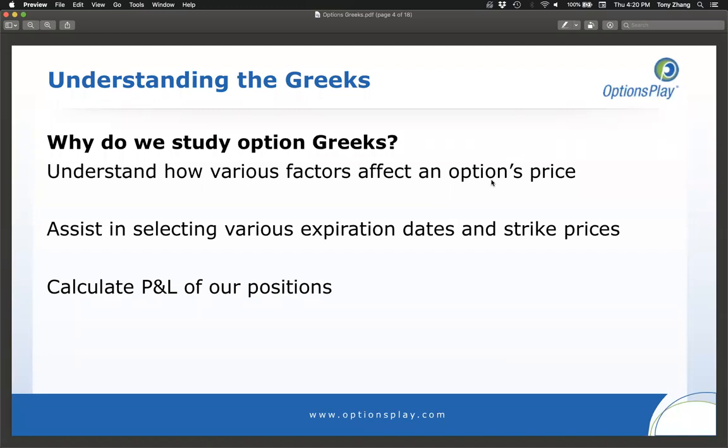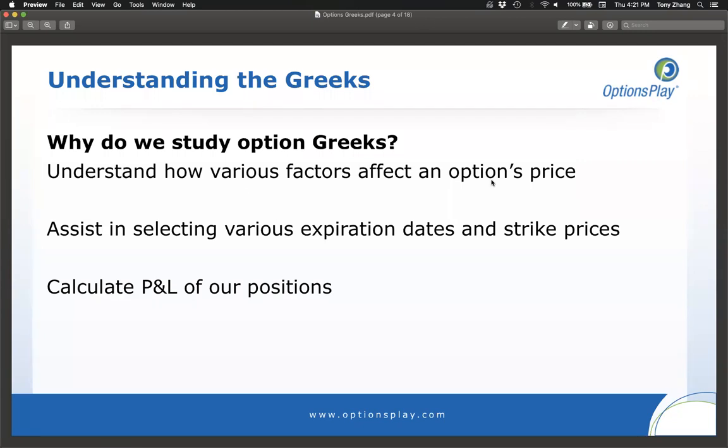So first and foremost, we study it because we're trading these things and we want to know what affects the price of an option. The same way that if you trade a stock, what affects the price of a stock? Future growth, earnings expectations. There are lots of things that affect the price of a stock, right? You study those things before you trade a stock. That's why it's important to study these things before you trade an option.